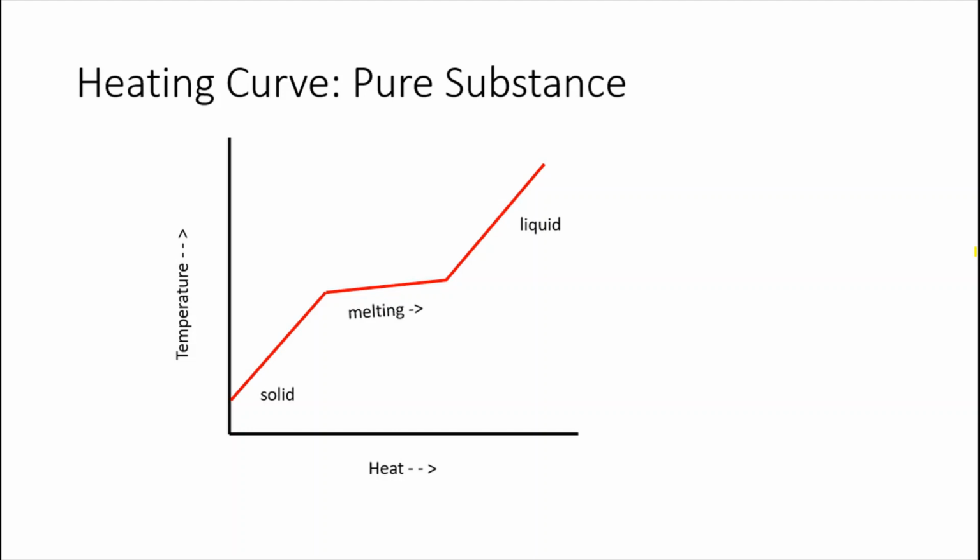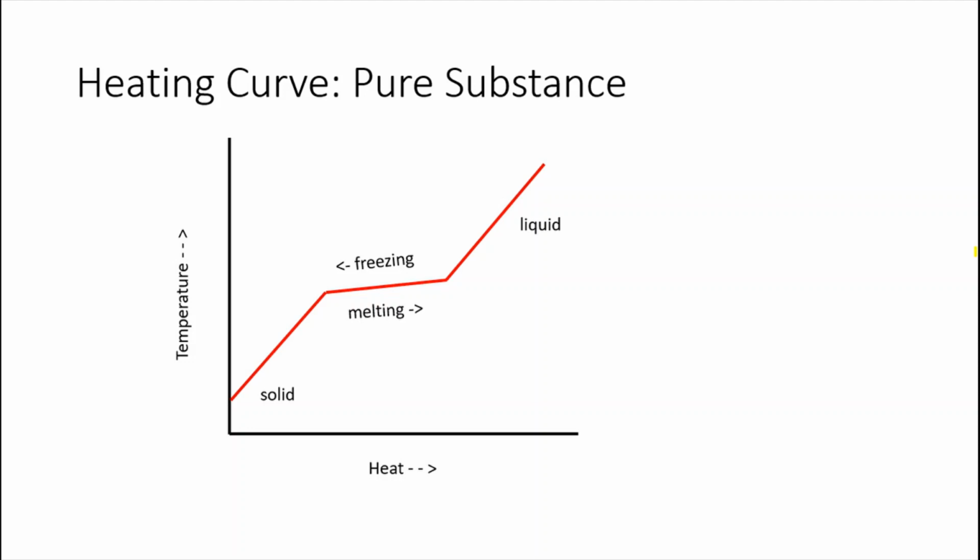Now, if we had done the experiment in the reverse direction, in other words, if we had started with the liquid and started removing heat, this would be in the opposite direction, and so the temperature would lower until it reached this plateau, during which you'll have freezing of the liquid into a solid.